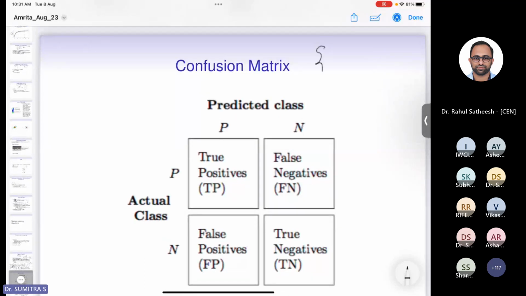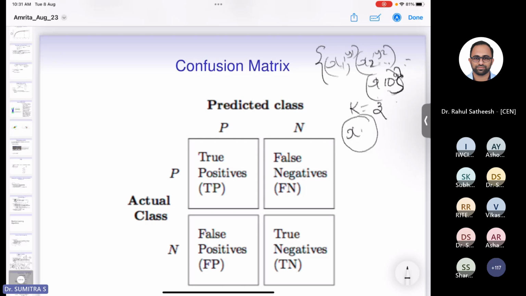For example, if I have x1, x2 to x10 points, then corresponding y1, y2 to y10 will be there. When a new data x comes, and if I put K equals 3, what will it do? It will find, among all these 10 points, the 3 points which are closest to x. For example, let it be x6, x4, and x10 which are closest to x among all the 10 points.